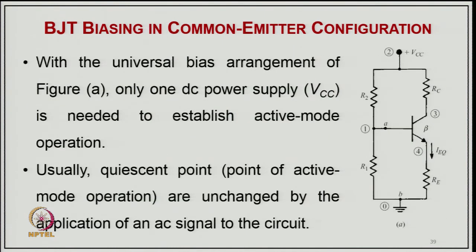Well, so now we can see why biasing is there. So, BJT biasing in common emitter configuration. We already mentioned that the common emitter configuration is very common, and you have a typical biasing here, as you can see in this figure. Only a DC supply VCC is needed to establish the active mode of operation, and usually the quiescent point of active mode operation is unchanged by the application of an AC signal to the circuit, because you already have a potential divider corresponding to this resistance. So, you will have some DC bias already applied here along with the input signal, that will be added or subtracted according to the AC signal.